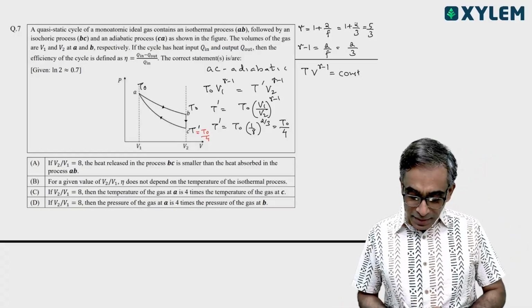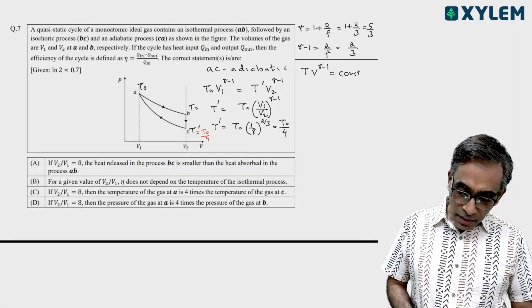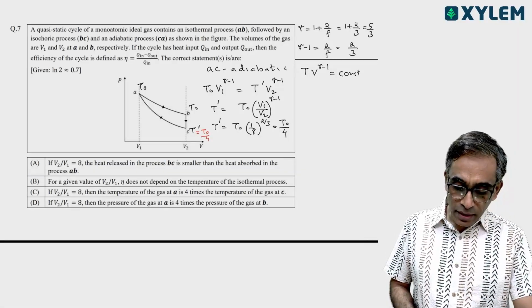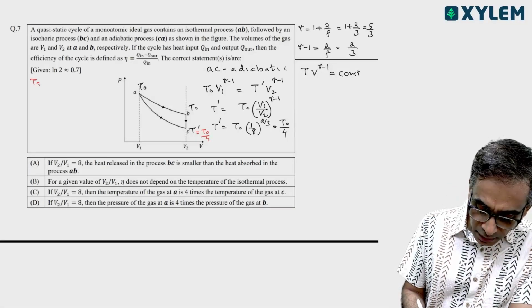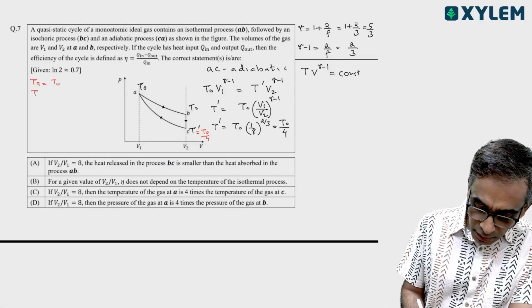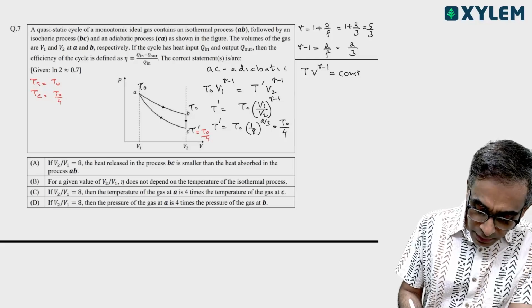So temperature at A is 4 times the temperature at C. Correct? Temperature at A is T0. Temperature at C is T0 by 4. So T0 is 4 times the temperature at C, which is correct.